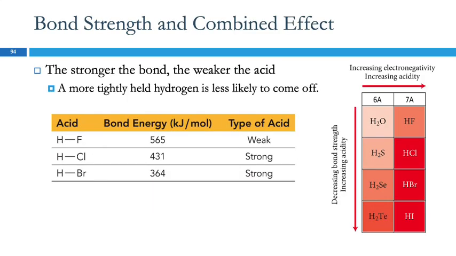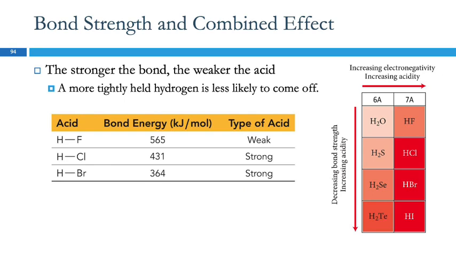The other thing that matters is bond strength. If the bond is stronger, it's harder to lose the hydrogen ion. And so we might wonder, well, why is HF not a strong acid? That's a really polar bond, right? It's polarized in the right direction. Why isn't it? Well, because this bond is strong. 565 kilojoules per mole. As we go down the halogens, the bond energy decreases.